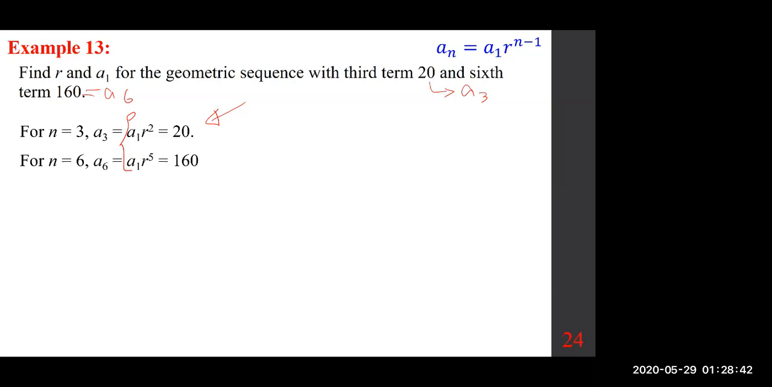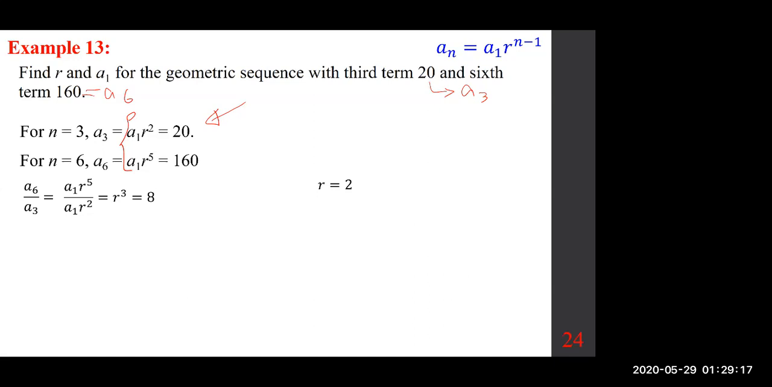I hope you see that if you divide the top by the bottom or the bottom by the top, A sub 1 goes away. So to make it easier, we're going to divide the bottom by the top. And so A sub 1 goes away, and you end up with R cubed. And that's 8. And R must be 2.